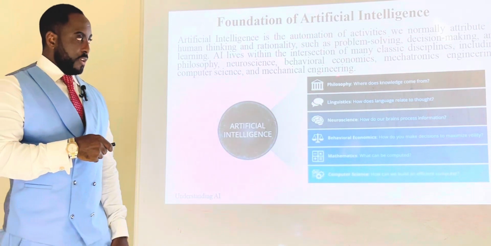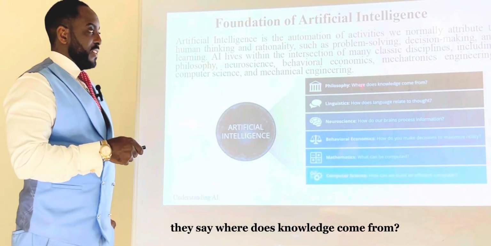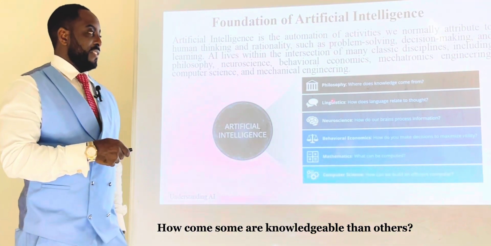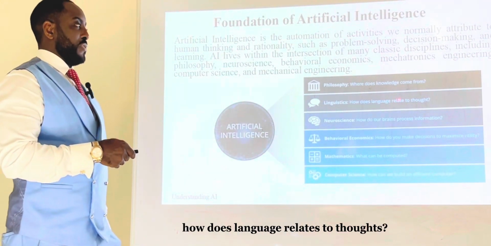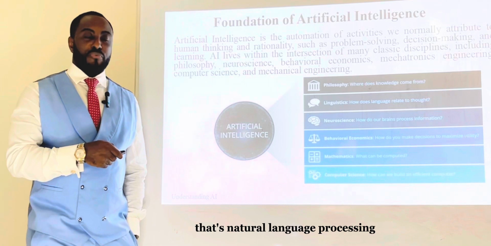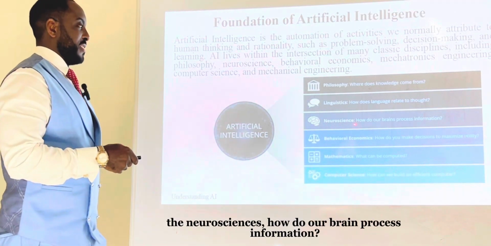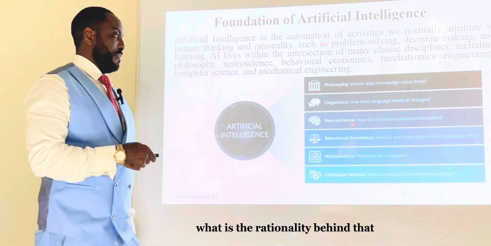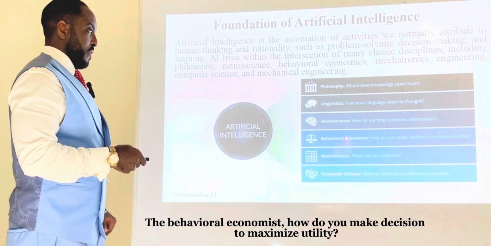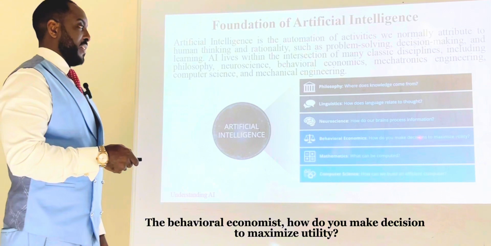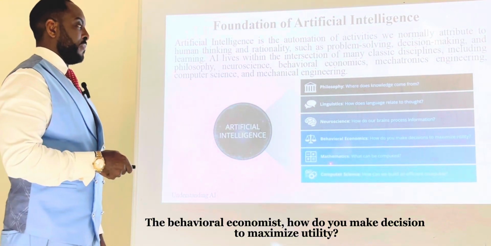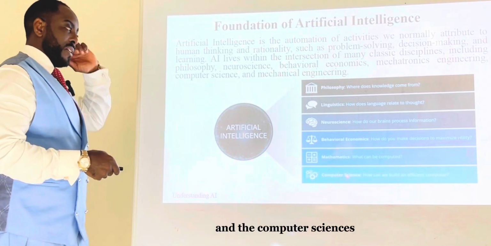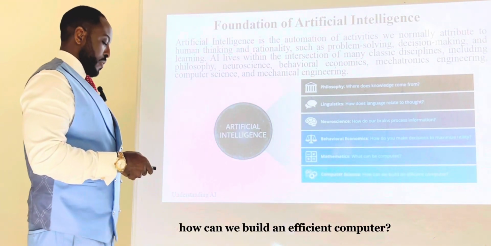Okay. So, what does the philosopher say? They say, where does knowledge come from? How come some are more knowledgeable than others? Then the linguist says, how does language relate to thought? That's natural language processing. Okay, the neuroscientist says, how does our brain process information? What is the rationality behind that? The behavioral economist says, how do you make decisions to maximize utility? The mathematician says, what can be computed? And the computer scientist says, how can we build an efficient computer?